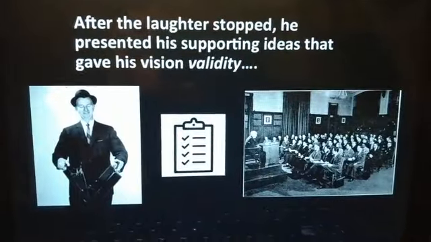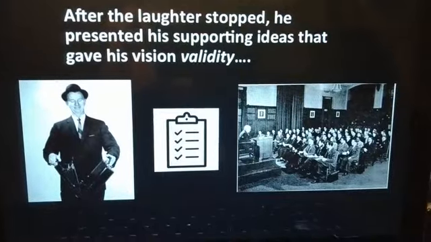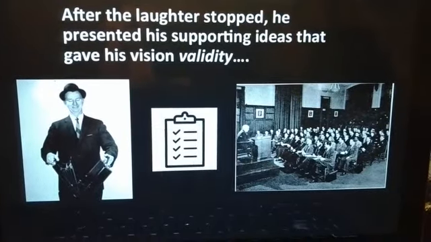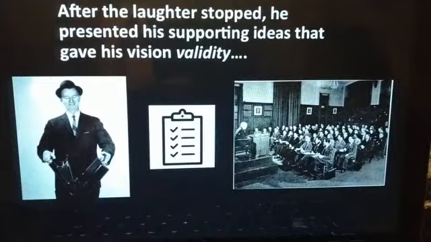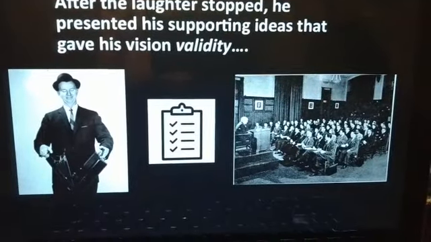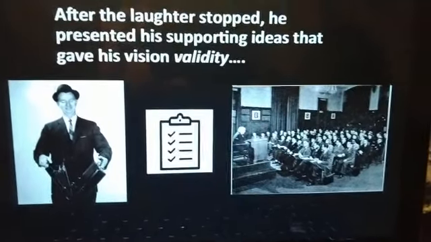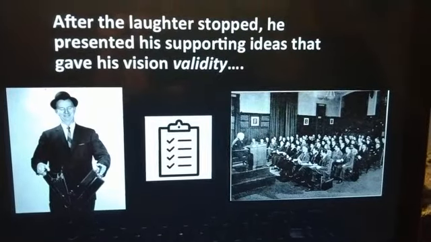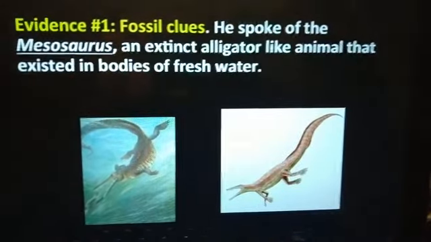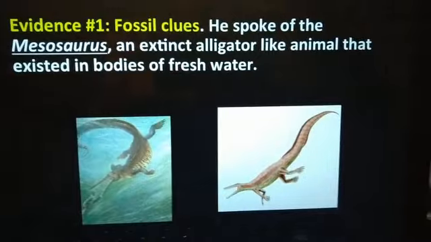After they stopped laughing at him, he began to present his supporting ideas that gave his vision validity, meaning truth, if you will. So he opened up the briefcase and got down to listing his supporting ideas. The first evidence he brought up were fossil clues.